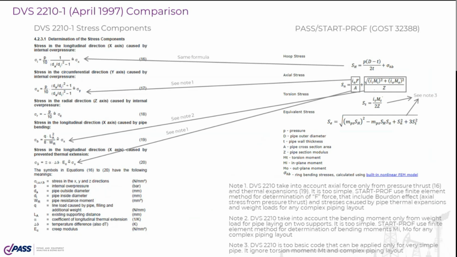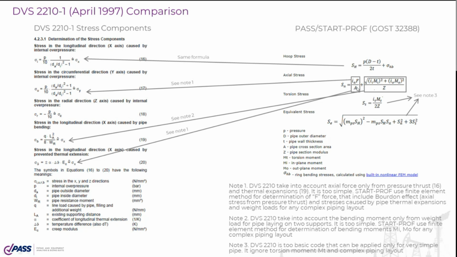Okay, so how do we calculate stresses? According to the DVS code 2210, the stresses are calculated using the following equations. We use the same equations, but written in a somewhat different form, because this code, for example, assumes that thermal expansion stress is calculated for a fully restrained pipe, but in fact it can be not restrained, so we calculate it more accurately.